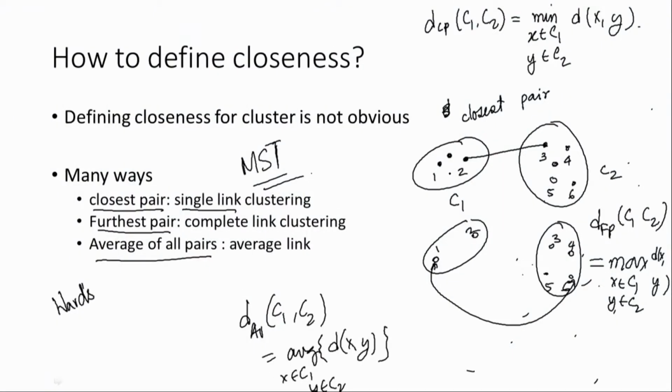But what might happen? C1 and C2 may have been defined as close because there is one point here that is very close to one point here. But maybe other points here are very far from other points here. So in that sense, the clusters are not that spherical in single link clustering.